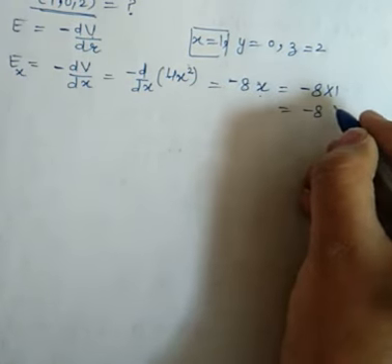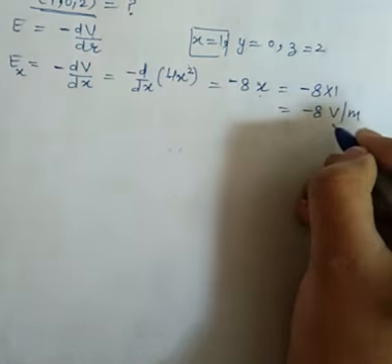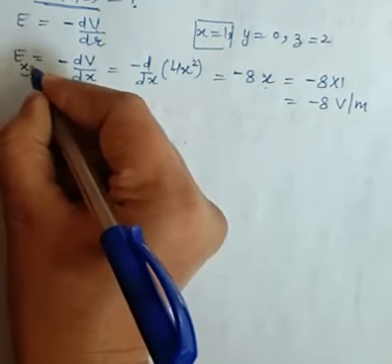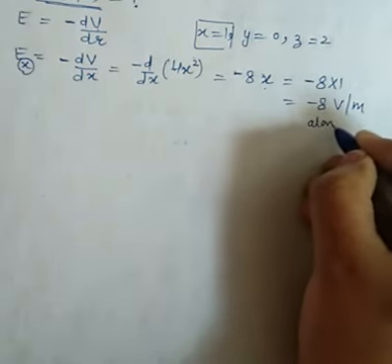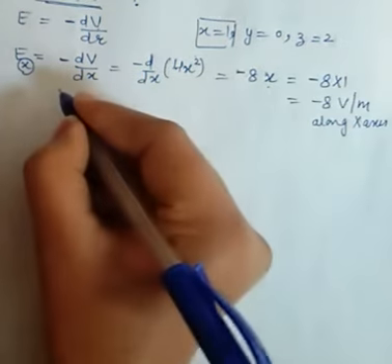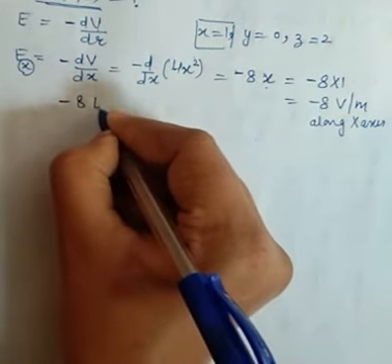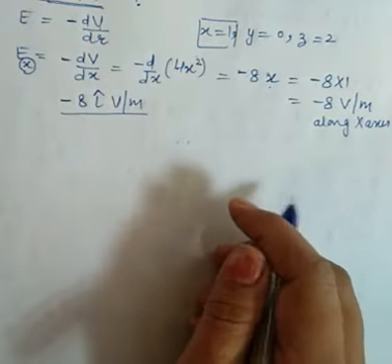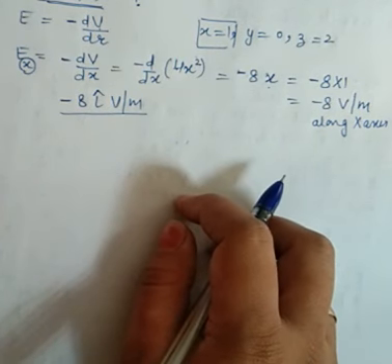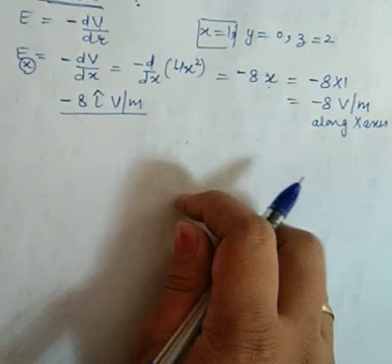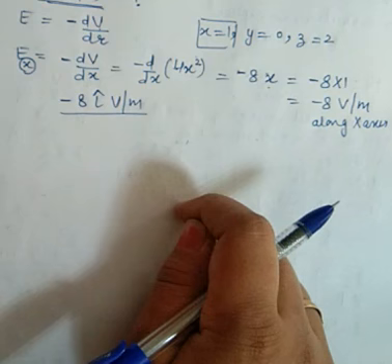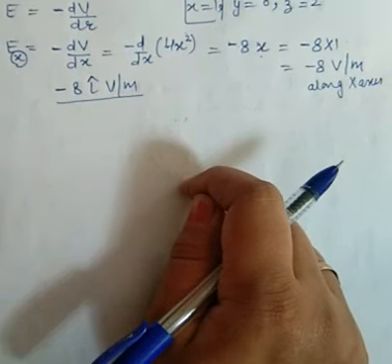What will be the unit of electric field now? Volt per meter or Newton per Coulomb. Okay, and what is the direction? It is along x-axis. So exact representation will be minus 8 i cap volt per meter. Okay students, so it's all about the relation between electric field and electrostatic potential. In my next video, I will start a new topic, most important topic concerning your exam, that is equipotential surface. Till then, goodbye.